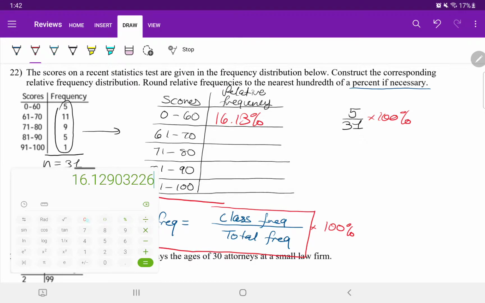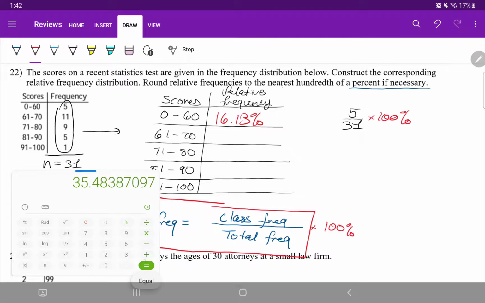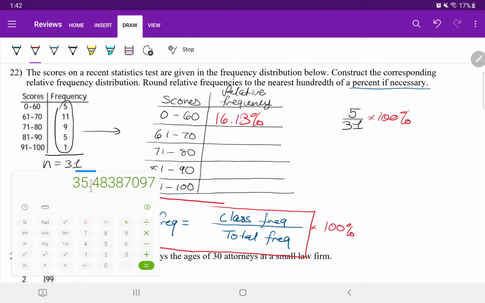Now do the same thing for the next one. 11 divided by the total frequency, which is 31. Times that by 100. And that's going to be 35.48%. Let's continue. 9 divided by 31, multiplied by 100. 29.03%.